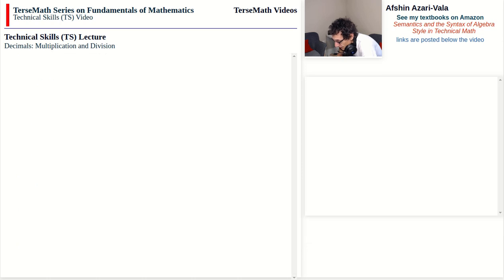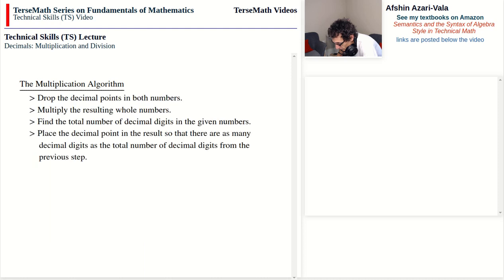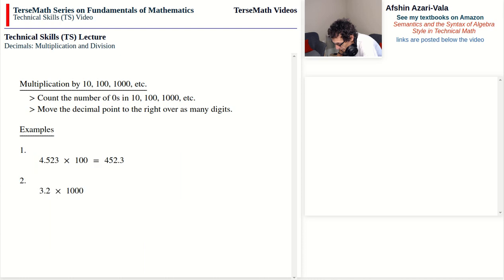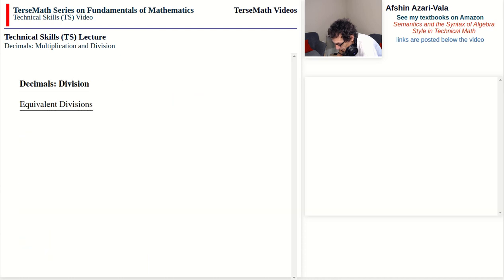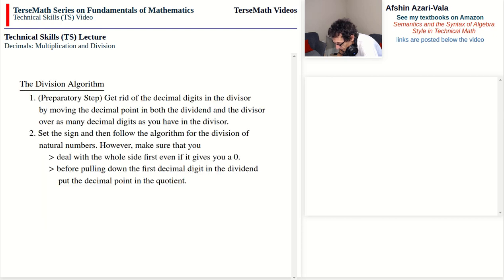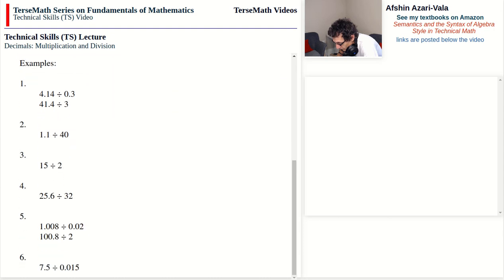All right, next we have, I actually think I removed the examples that I had. Let me see if I can bring them back. Okay, where were they? We were actually at the division algorithm, so maybe a bit farther ahead. Yeah, there we go. We talked about equivalent divisions, and then we had the examples. Okay, 4, 5, and then we had 6.